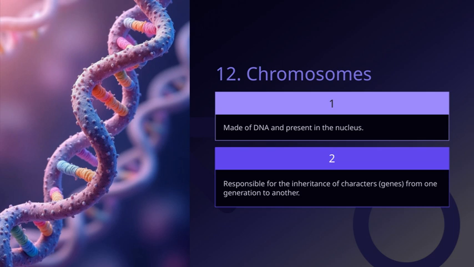All right, so let's talk about chromosomes, which are really fascinating structures. They are responsible for the inheritance of characters, or genes, from one generation to the next. In other words, they carry the genetic information that determines traits. Chromosomes are made up of DNA, which is the molecule that holds all this genetic information. You'll find chromosomes inside the nucleus of a cell, which acts as the control center of the cell. Understanding chromosomes helps us see how traits are passed down and how genetic information is organized and maintained through generations. This is a key piece of the bigger picture of genetics and inheritance.